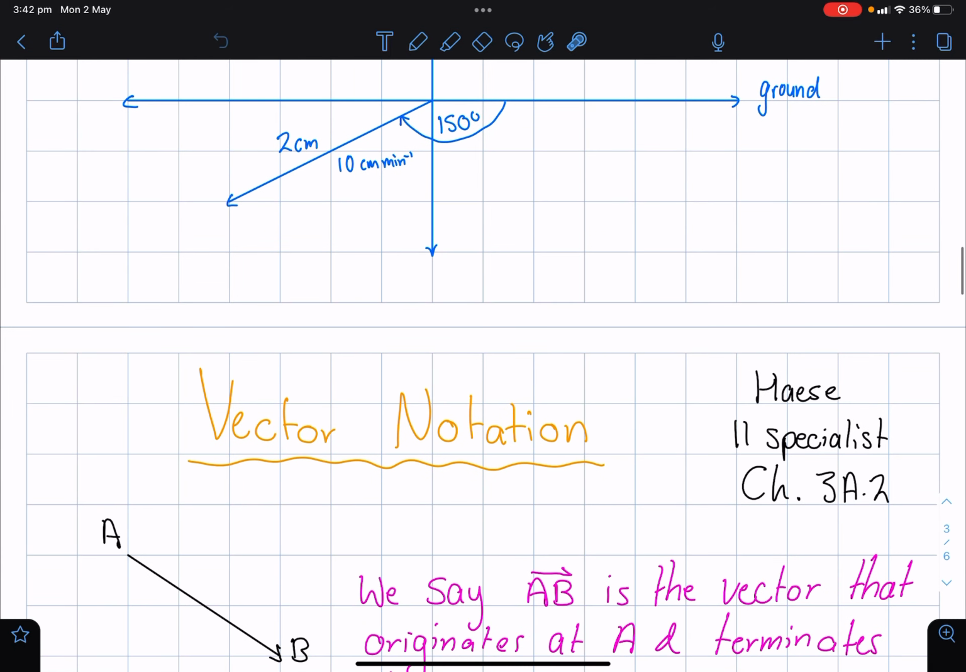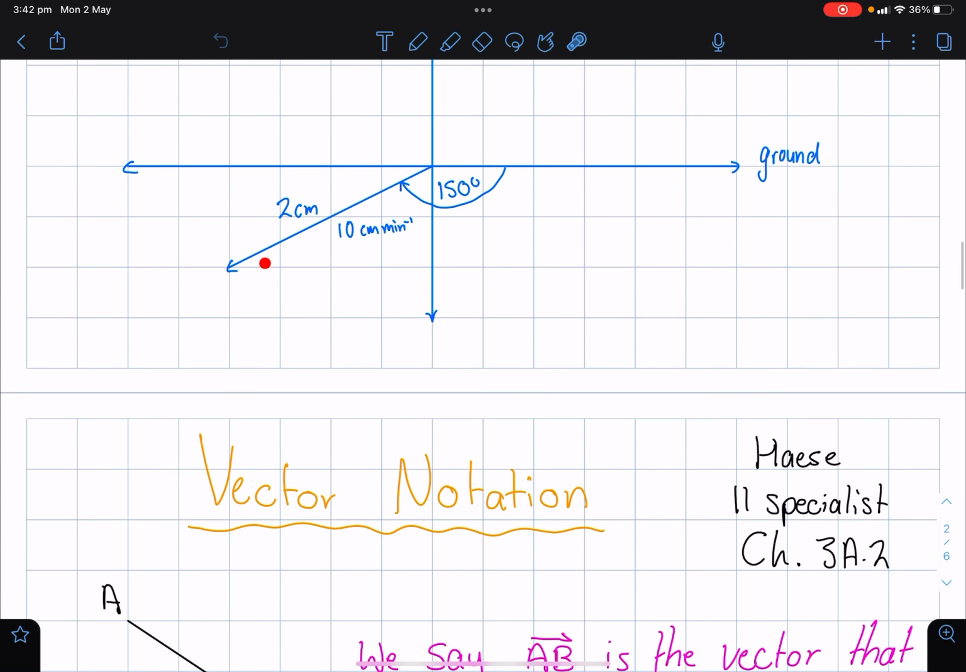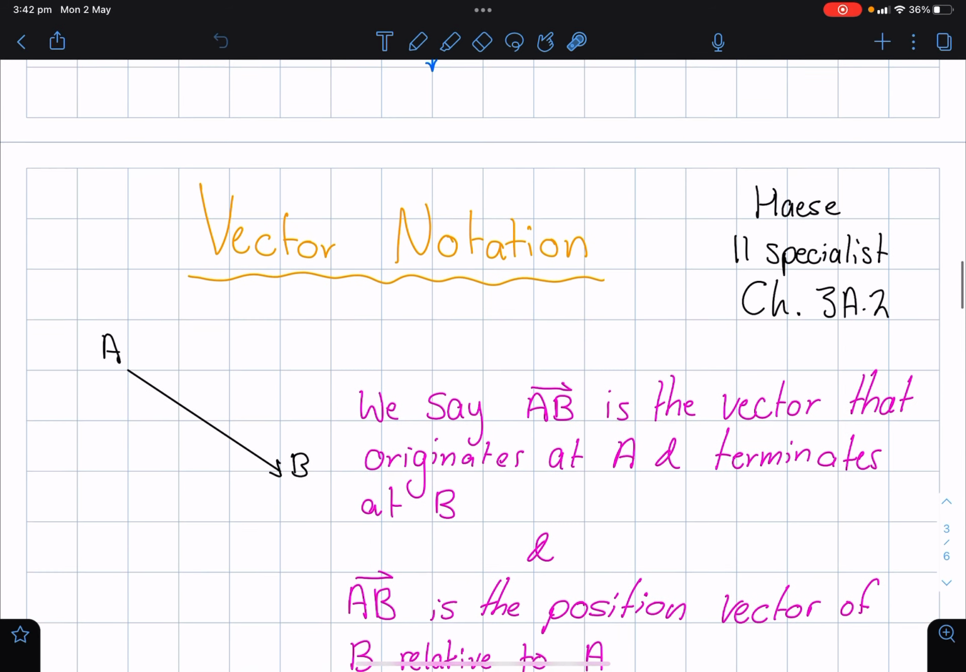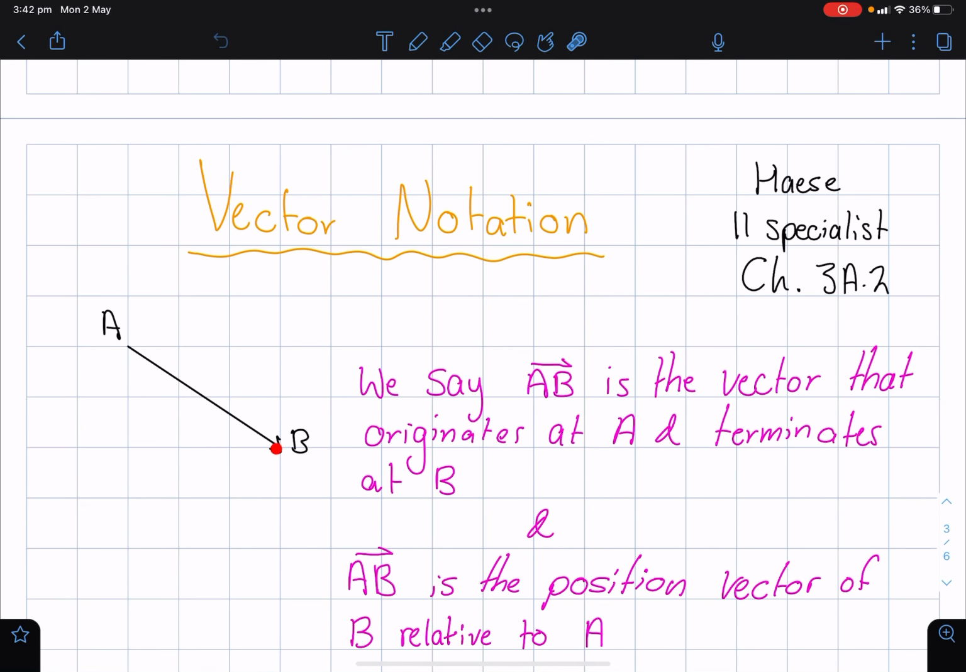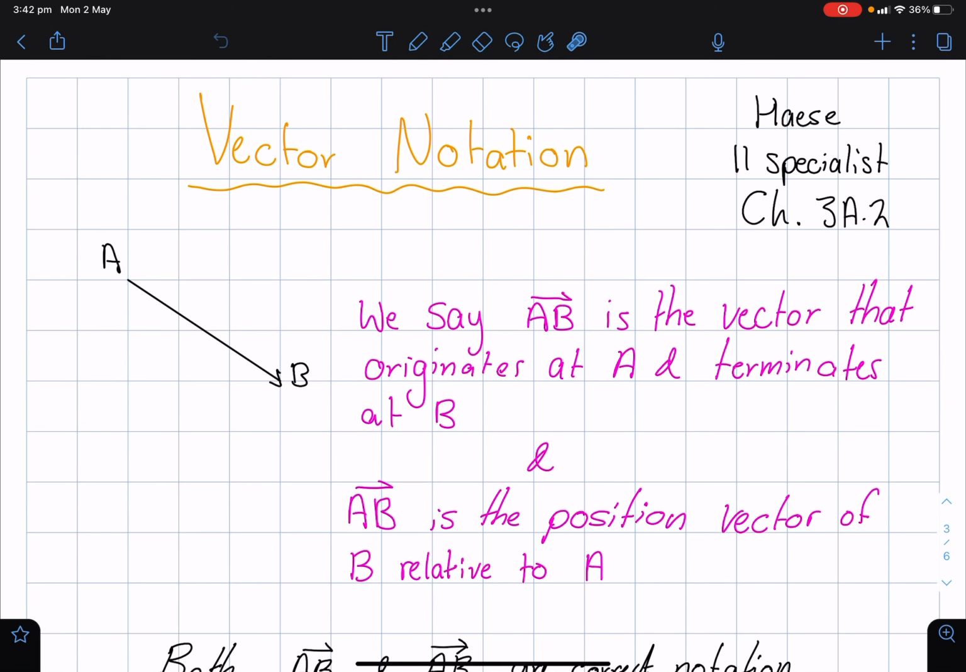So a bit of vector notation, all right? We've seen here that they're represented by arrows. Here we've got the vector from A to B. So we say that vector AB is the vector that originates at A and terminates at B. We read our vectors from tail to tip. We call this the tail of our vector, and we call this the tip of our vector, all right? And we can also say the vector AB is the position vector of B relative to A, okay?